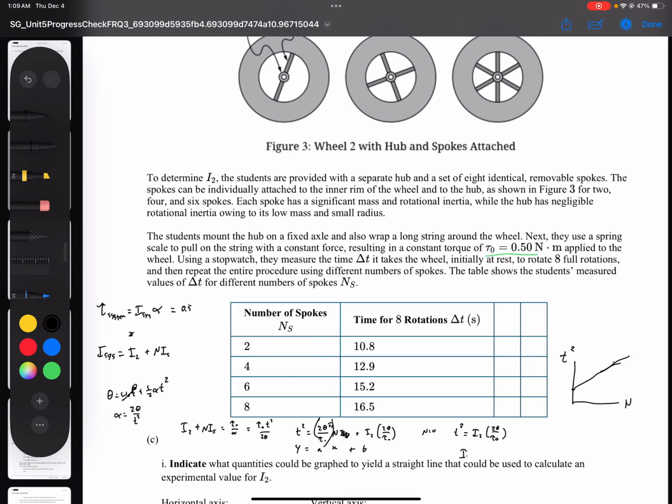And then that means that the moment of inertia of the wheel is going to be equal to whatever that value is for t squared for the y-intercept. I'll just write b, right, because that's what the y-intercept is. So actually I'll just write it out. So whatever the y-intercept is times the torque, because it's a constant value, divided by 2 theta, where theta is 8 rotations, which is 16 pi radians. So that's how you do it. It's a bit much.